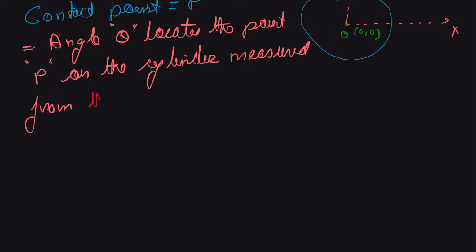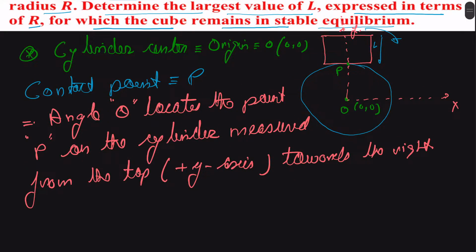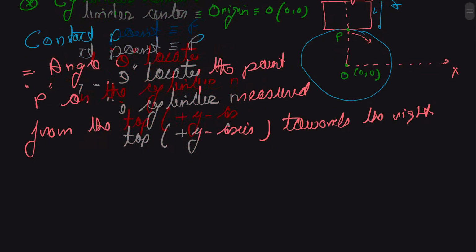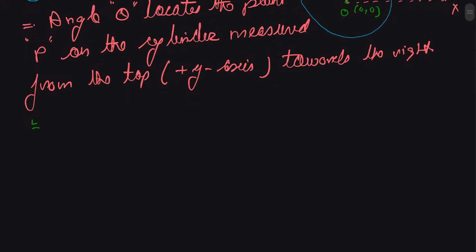Top means positive y-axis towards the right. Okay. So it means we are going to measure this angle theta along this direction. As this point P is going to move, and right now, this value of theta is equal to 0.